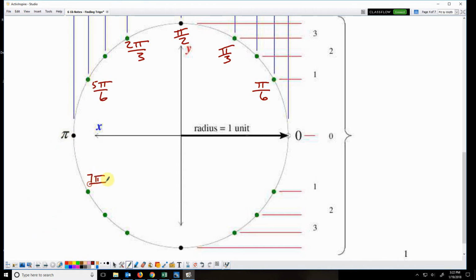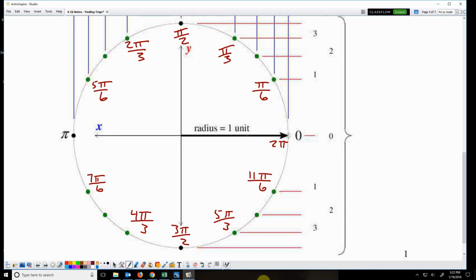7 pi over 6. 8 pi over 6, which is 4 pi over 3. 9 pi over 6, which is 3 pi over 2. 10 pi over 6, 5 pi over 3. 11 pi over 6. And 12 pi over 6, which is 2 pi.